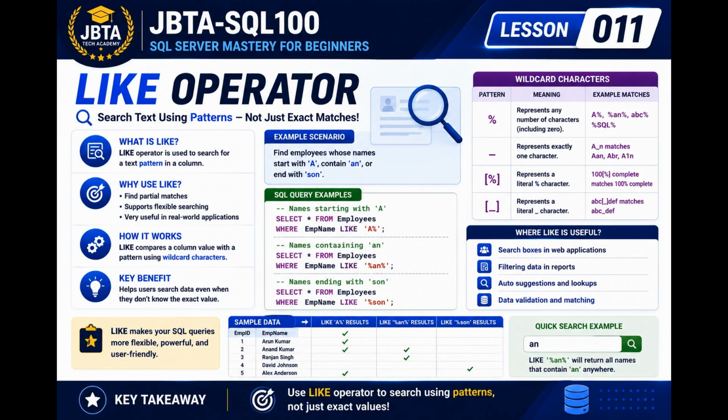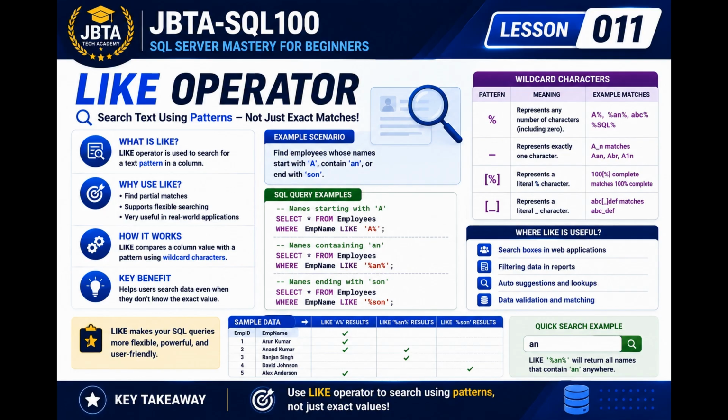Now let's learn one of the most powerful and widely used operators in SQL. The like operator. So far, we've searched for exact values. For example, finding employees whose department is IT, or whose salary falls within a specific range. But what if you don't know the exact value you're looking for? Suppose you only know that an employee's name starts with the letter A. Or maybe the name contains the word an. Or perhaps the name ends with son. In these situations, the like operator becomes very useful.